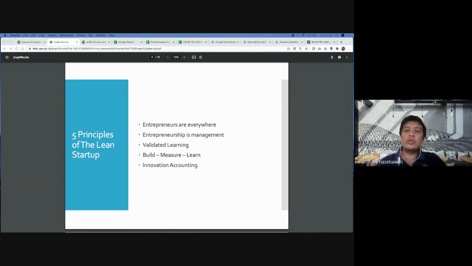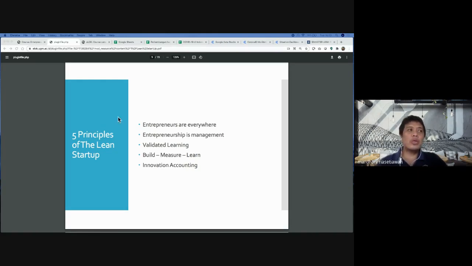For example, if you are the CTO, the chief technology officer, responsible for developing the product, it means you also need to ask them what their expectations of the product itself are. So this is what entrepreneurs means.